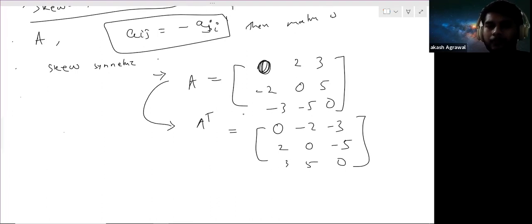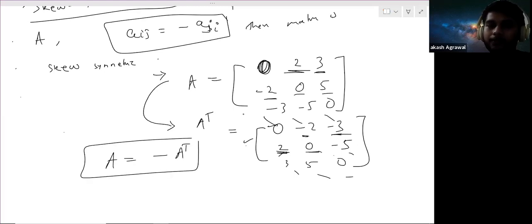If I take a negative sign common from the transpose, or multiply by minus 1, then all the numbers will be multiplied with minus 1. So 0 becomes 0, minus 2 becomes 2, minus 3 becomes 3, 2 becomes minus 2, and so on. So I can say that A equals minus of A transpose, yes or no?